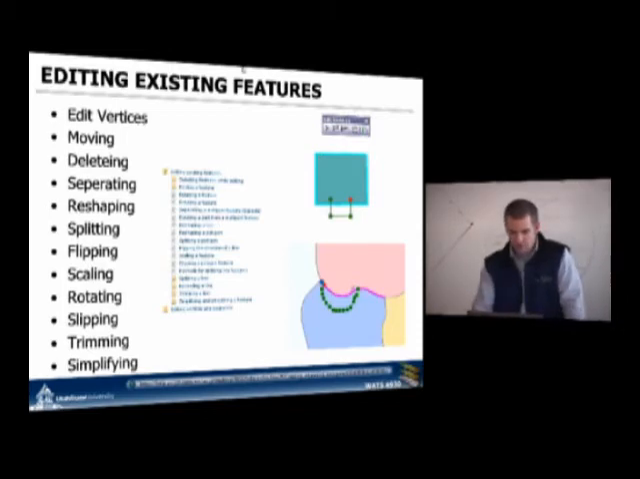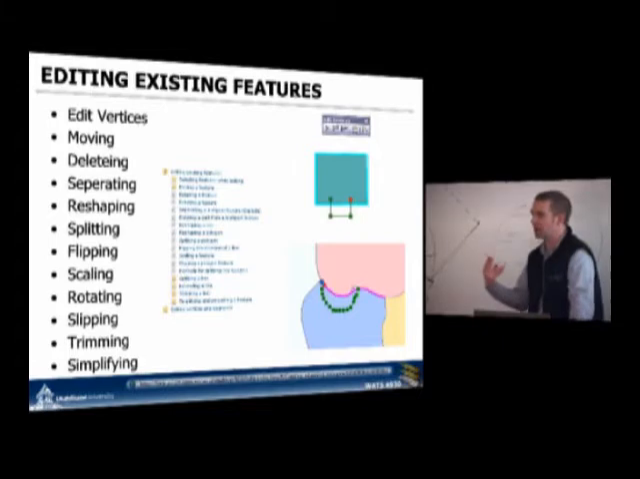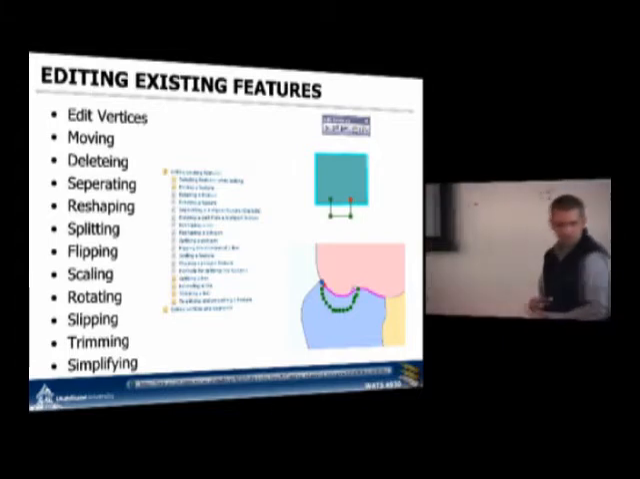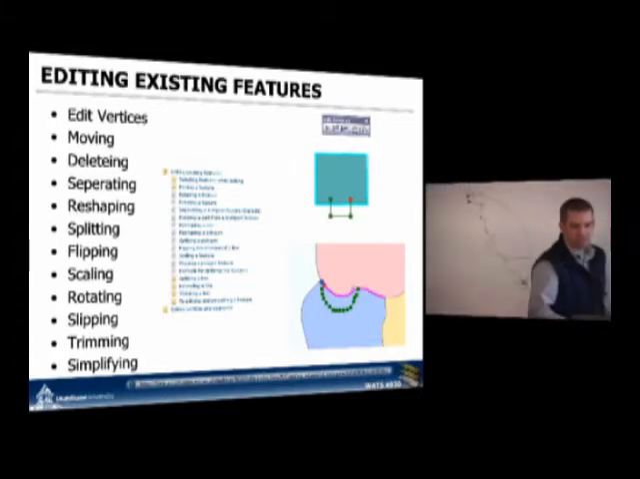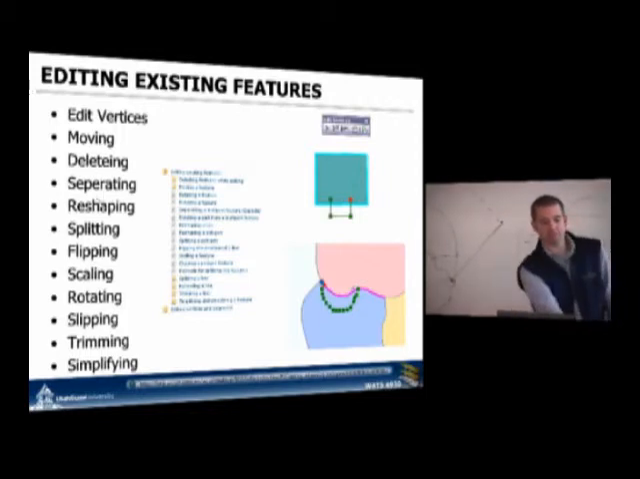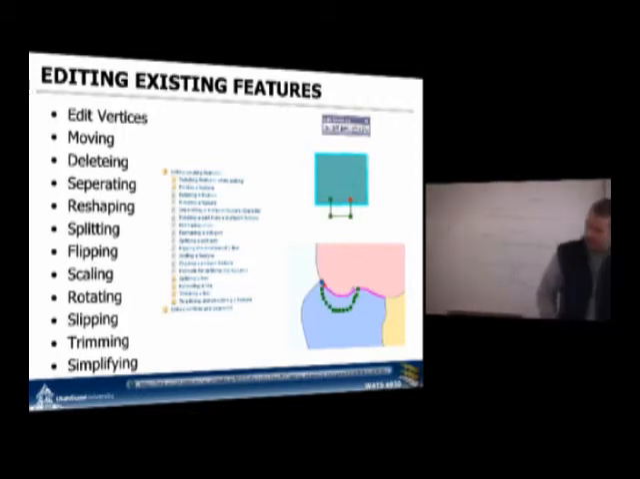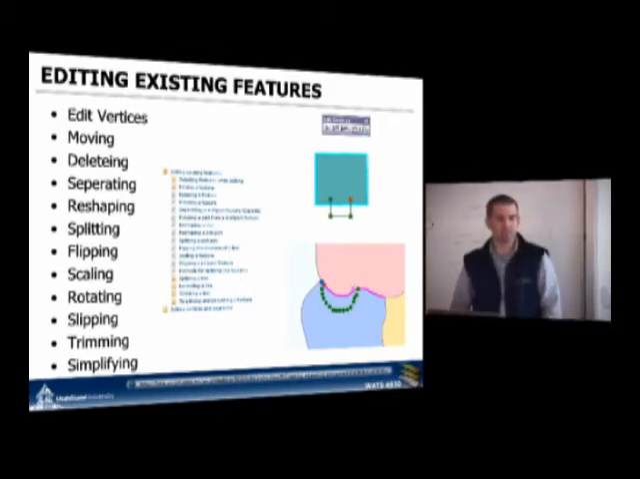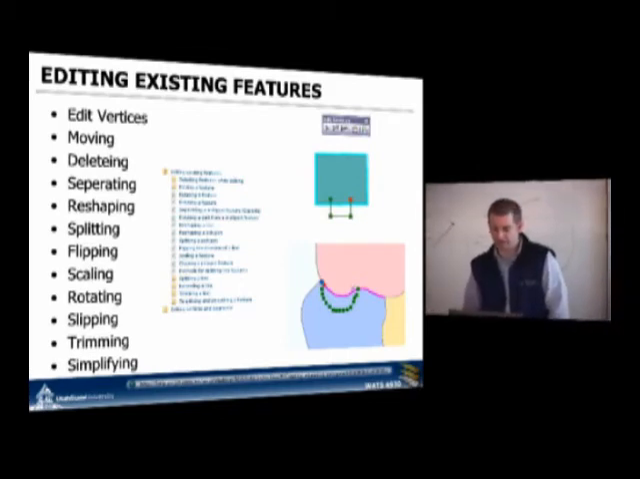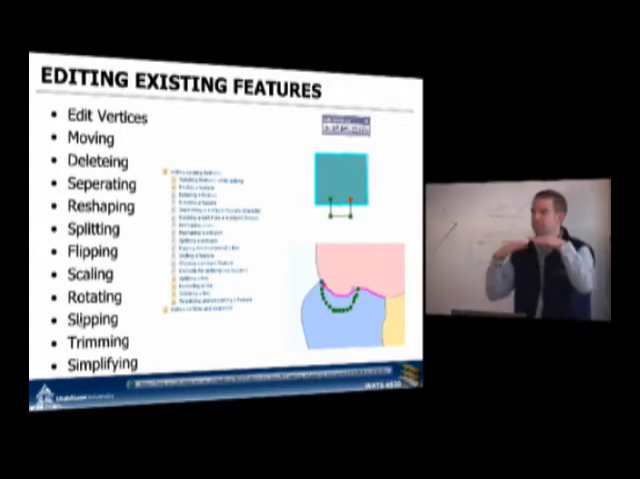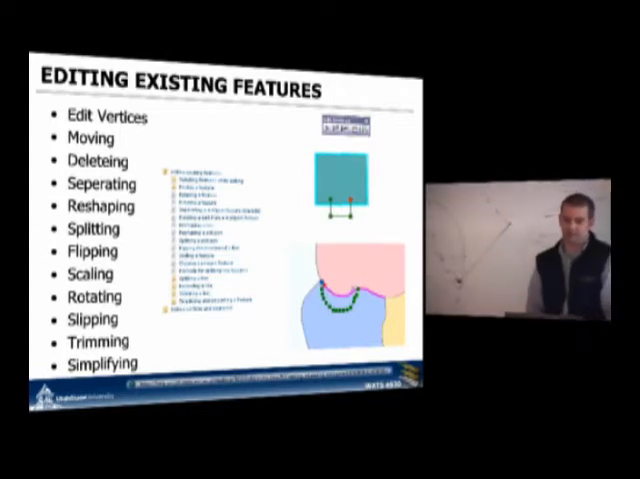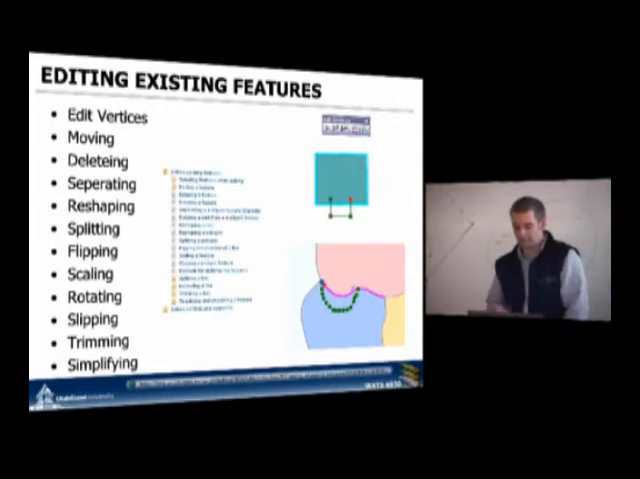All right. So when it comes to editing existing features as opposed to drawing new features, there's a whole bunch of different things you can do. You can move, delete, separate, reshape, split, flip, scale, rotate, slipping. What is slipping? Trimming, simplifying, right? So there's all these crazy things that you can do to help you modify geometries to make them look like you want and make them fit for whatever purpose you're using them.